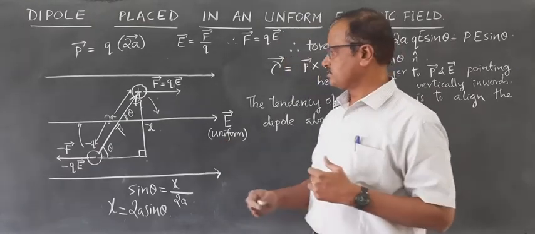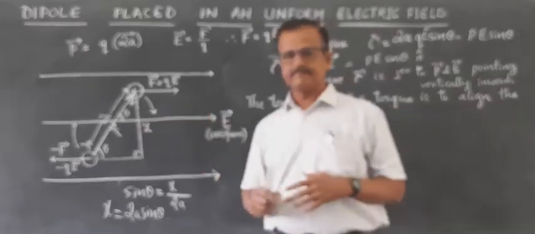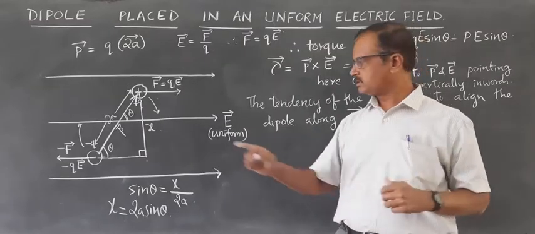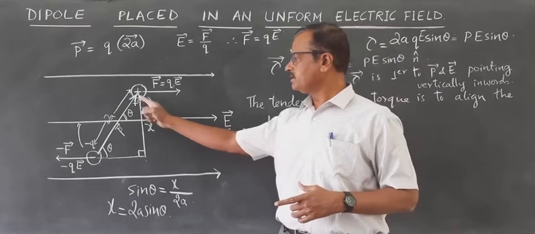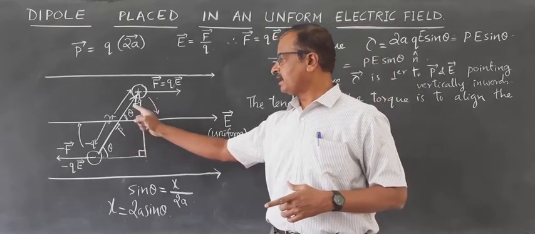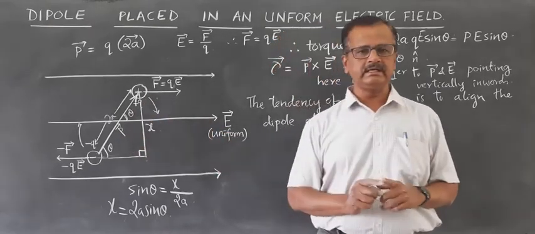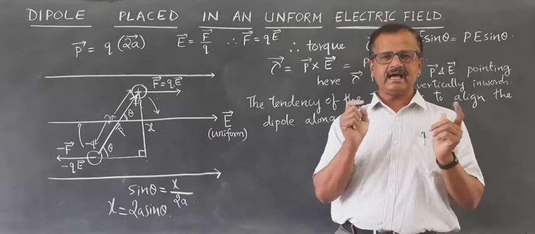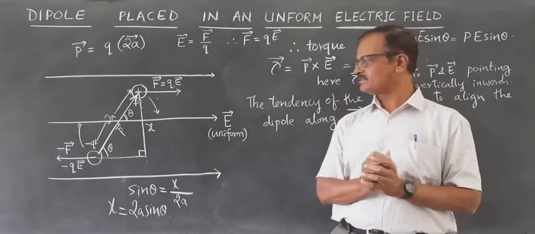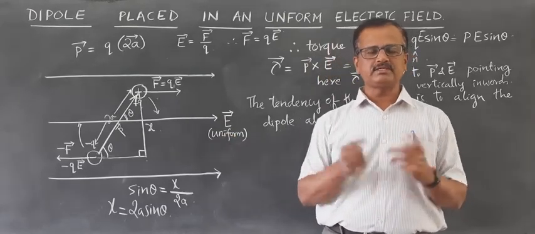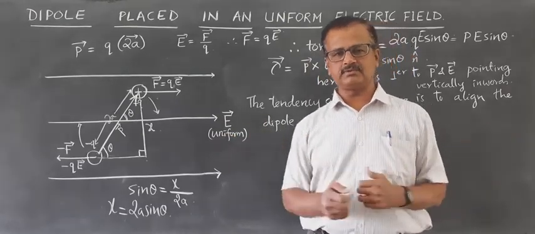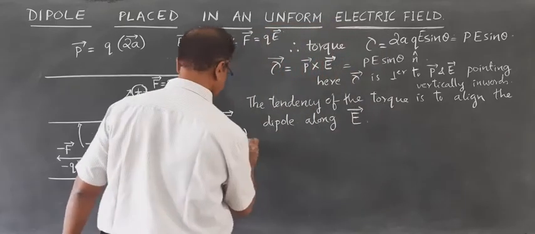Now first case, if the dipole is already aligned along direction of electric field, that is if the angle between dipole moment P and the electric field E is 0. If the angle theta is 0, then what happens? Sin 0 is 0. As a result, the torque experienced by the dipole becomes 0. So first case, special cases.